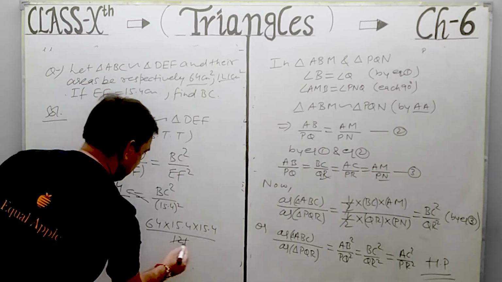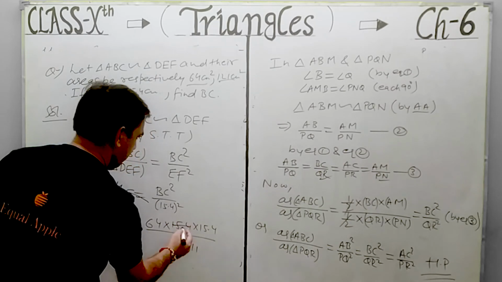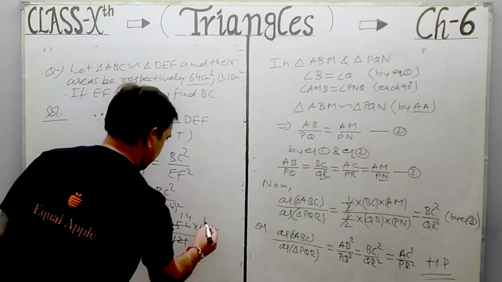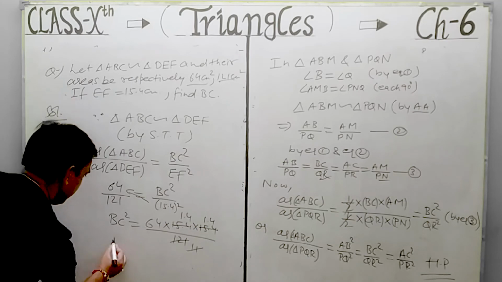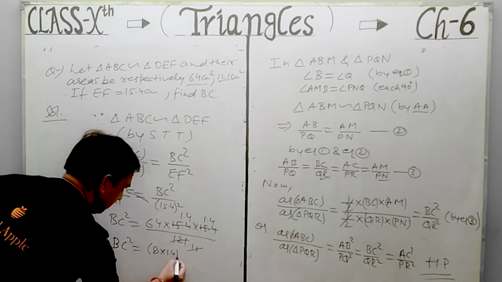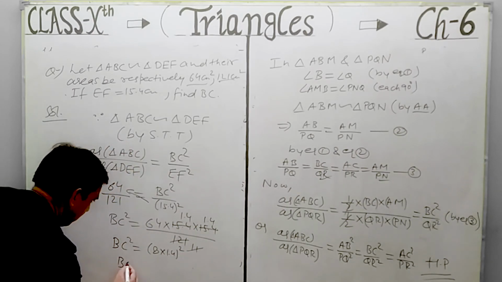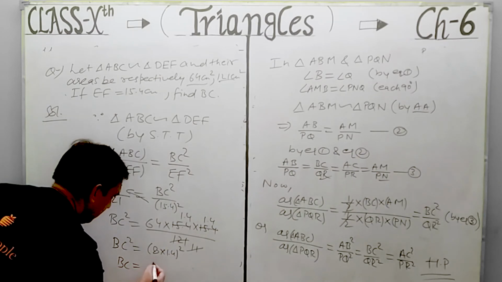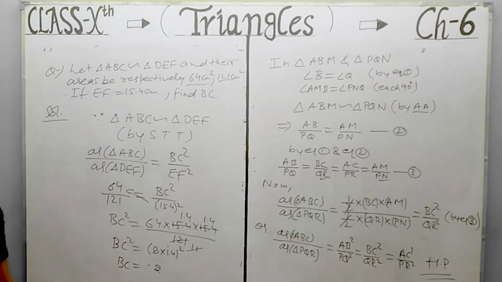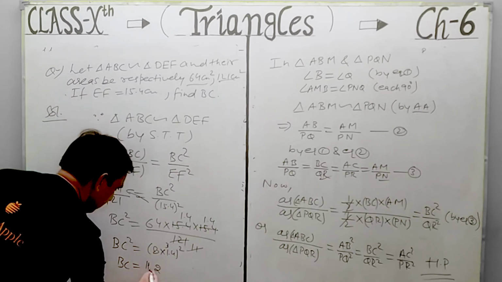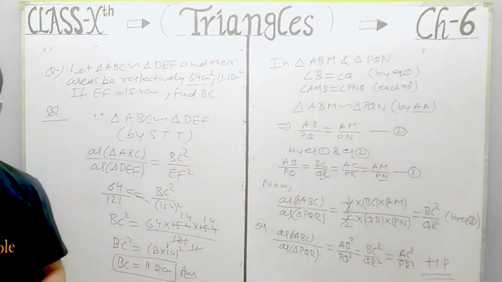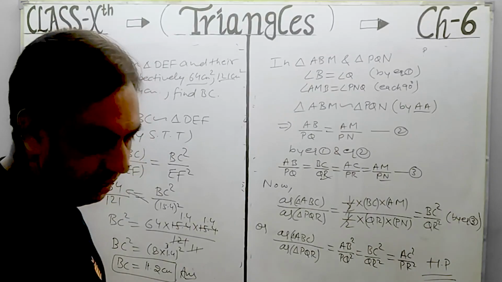Now we will cross multiply, so we will get 64 into 15.4 into 15.4 upon 121. Here we can cancel out 11 by 11 times. Now here again it will cancel out. Now we can write BC square equals the square, 64 is the square of 8, and this is 1.4 square. Now the square will cancel out by square. Now 1.4 times 8 is 11.2. So the answer of BC is 11.2. So this is the question based on similar triangle theorem.